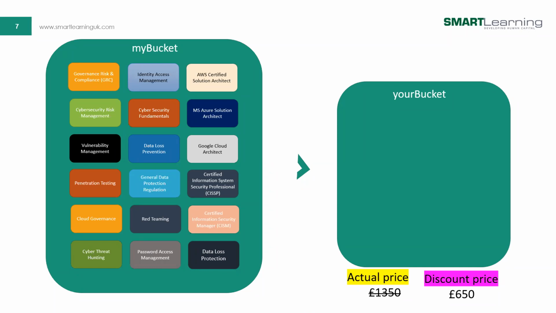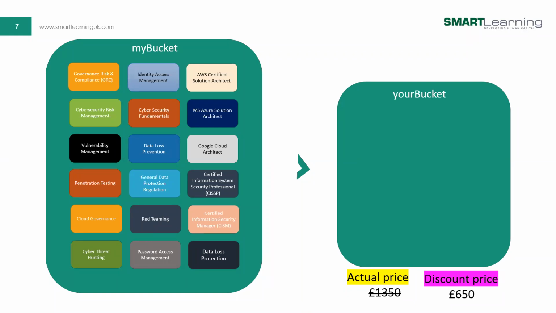So I call it a bucket. In Smart Learning, you can bundle your courses. You can bundle up to 4 courses and pay the price of 1. We want to help you select the course that would fit your immediate goal for now, and also the future that you plan for yourself.